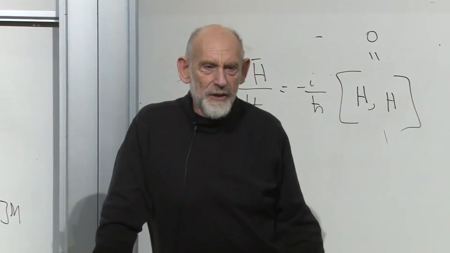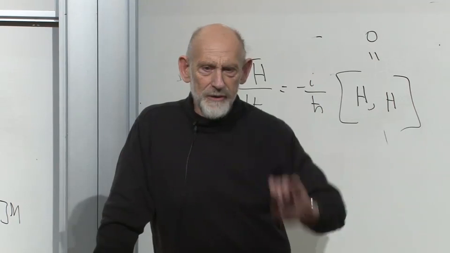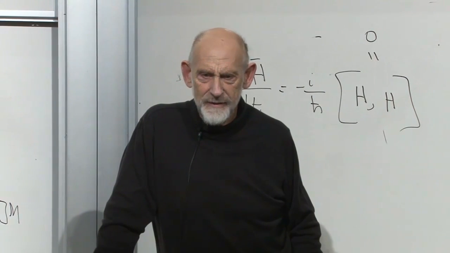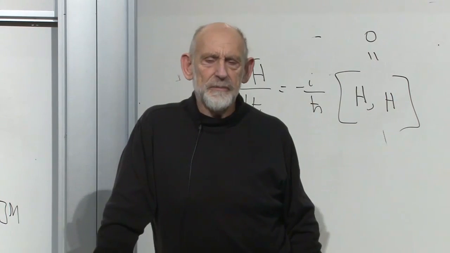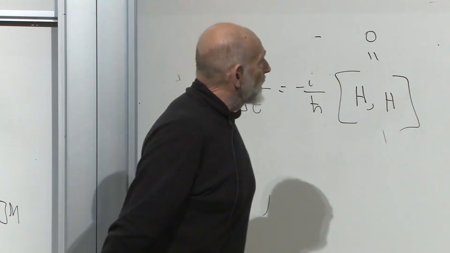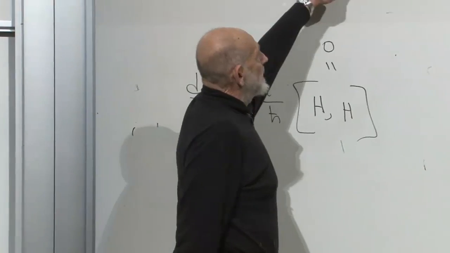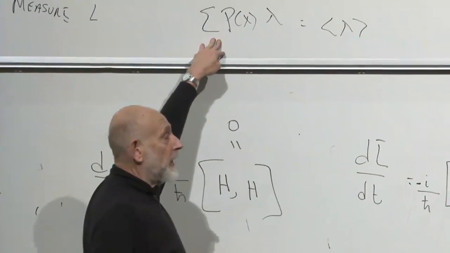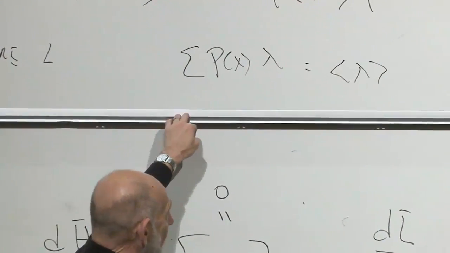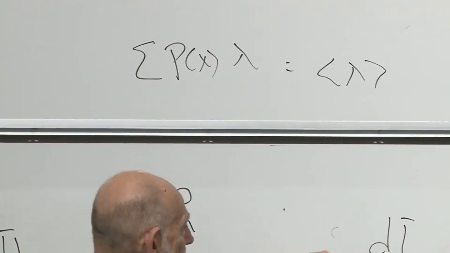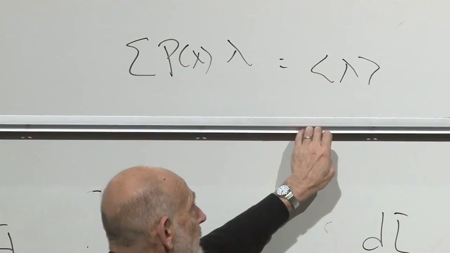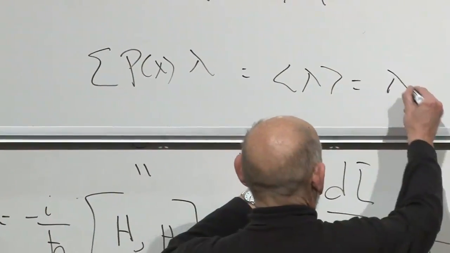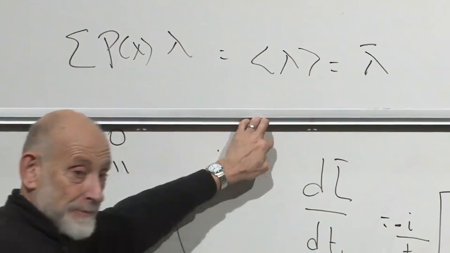You've never seen the average value with a bar on top of it? Yes, but the normal convention is that it means the sample mean. Okay. When I use the term average, I will mean this. It's also called the expectation value, and I will freely interchange the Dirac notation for the average with the bar notation.